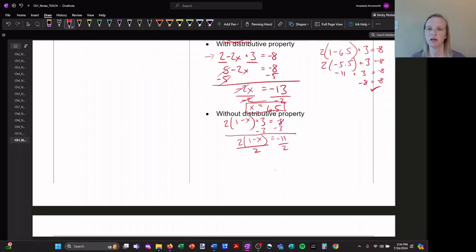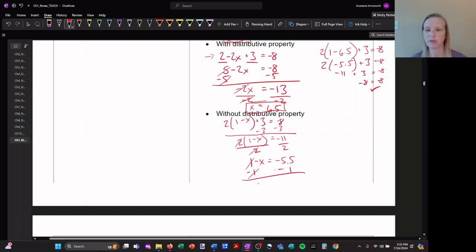And this gives me, remember, 2 divided by 2 is 1. So multiplying anything times 1 doesn't do anything to it. I'm left with 1 minus x equals negative 5.5. Now that the parentheses are gone, I kind of start over again about doing reverse PEMDAS order. I'm back on addition and subtraction. I need to subtract the 1 away, subtract 1 from both sides of the equation.